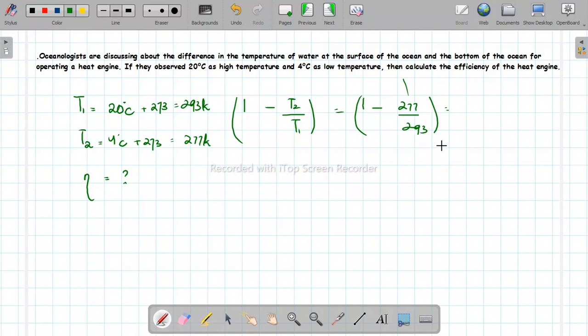277 over 293 is nothing but 0.945, and 1 minus this answer gives you 0.054. That is, the engine is 5.4% efficient. And it makes sense because we've discussed that the greater the difference between the sink and source temperature, the greater will be the efficiency of the engine. Because the difference here is almost 16 degrees, it makes sense that the engine is not very efficient.